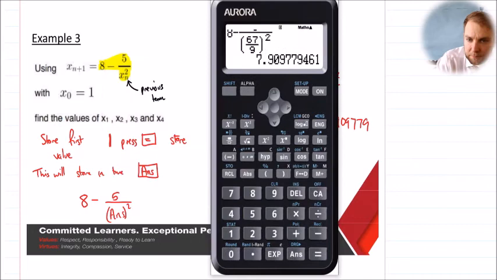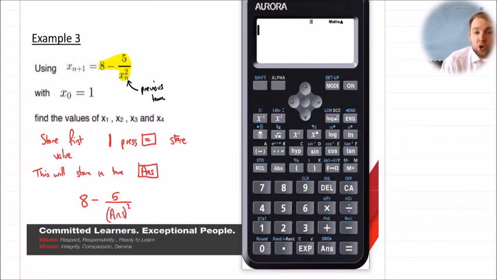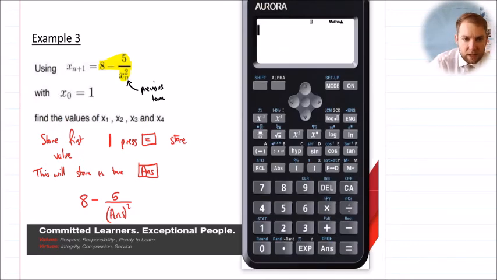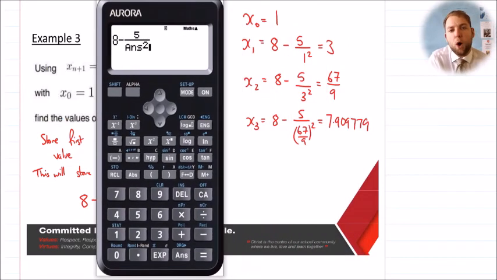So here's my calculator. So the first thing I need to do is to store my first value. Now I know my first value here is 1. So let's store that value in here. So this is going to be 1, press equals, and then it's stored. To find out my next value, I then do 8 minus the fraction button 5 over the previous value, which in this case is the answer button, squared. So, because I know that 1 is stored, it always puts in the previous answer. So if I press equals now, this should be equal to 3.